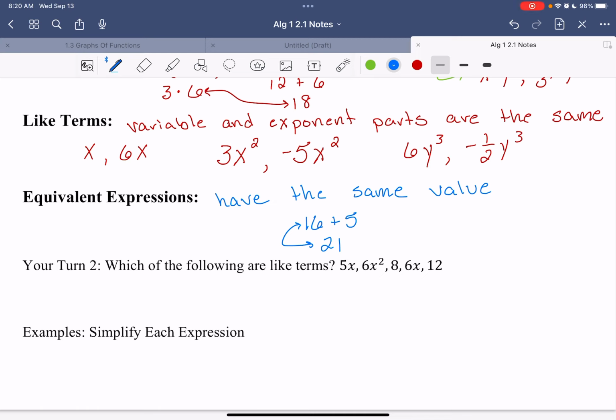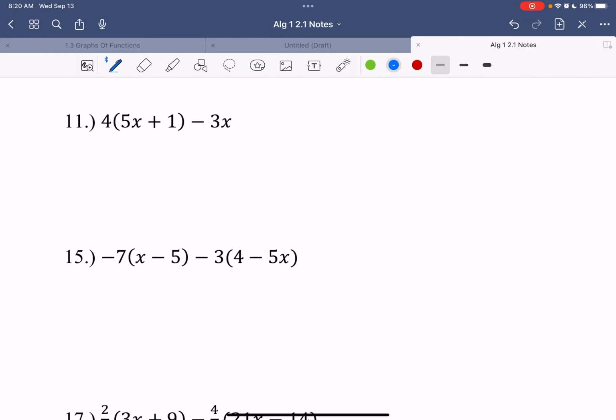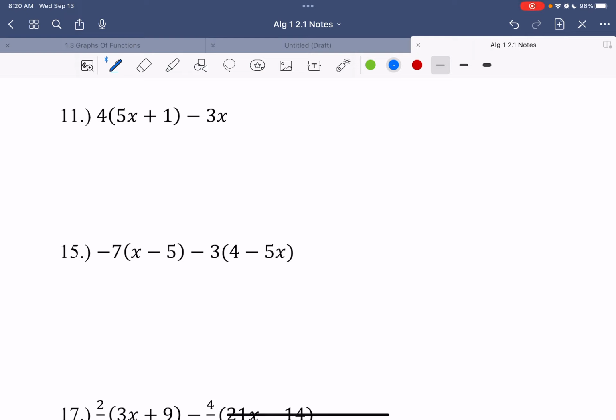All right, now that you've done that your turn problem, let's go ahead and do some examples. We're going to simplify each expression. Here's the expressions we're simplifying. So this is going to involve us identifying like terms, distributive properties, and so forth. Okay, so the first thing I notice, order of operations tells me I really should do inside parentheses first. But these two terms are not alike. 5x plus 1, they're not alike. I can't add them.